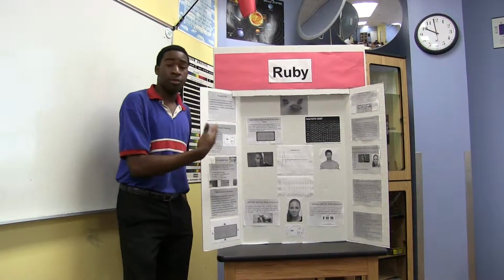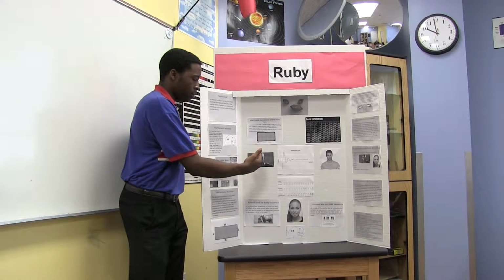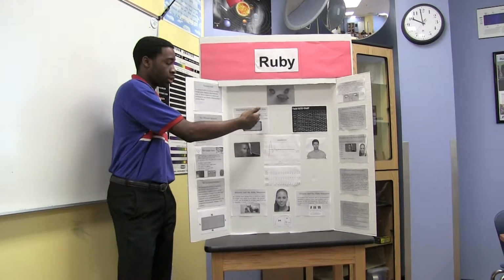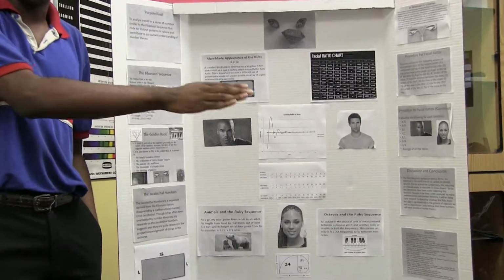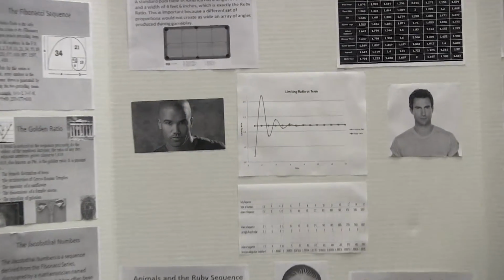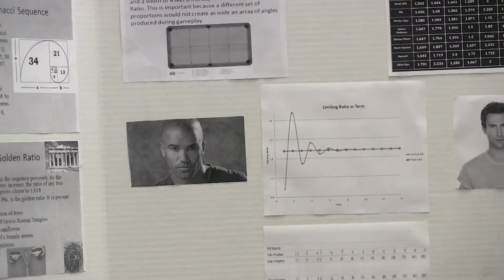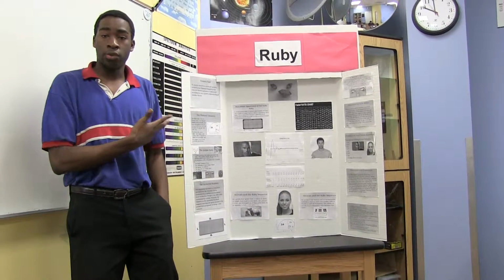Again, as I said before, the limiting ratio in my sequence is the value 2. What happens is when you start the sequence, the ratio begins as 1. It then goes to 3, but then it continues fluctuating around 2 until it finally reaches that limit. Also, when it comes to the growth of certain animals in nature, as in their length to height or length to width proportions, that also tends to follow the Ruby sequence as well.